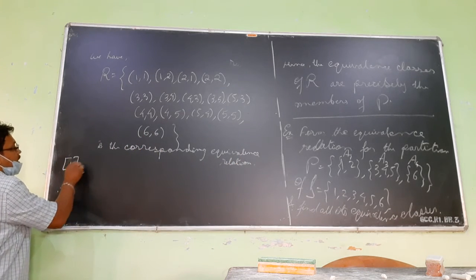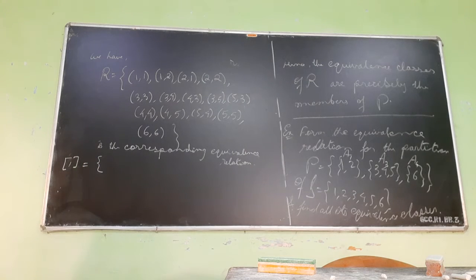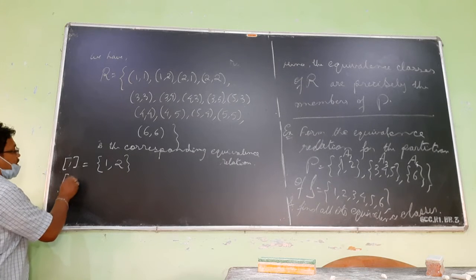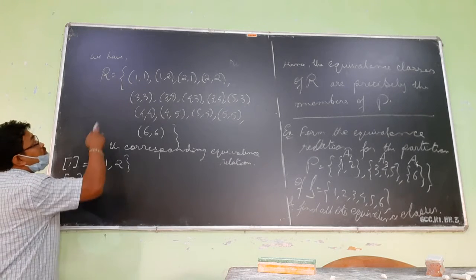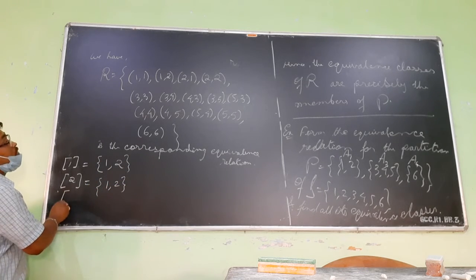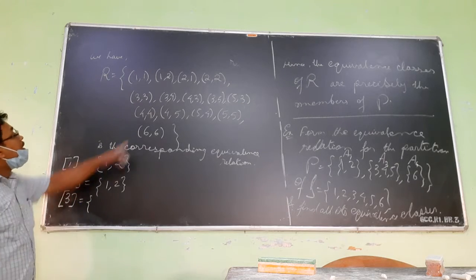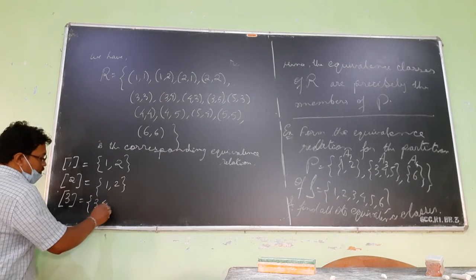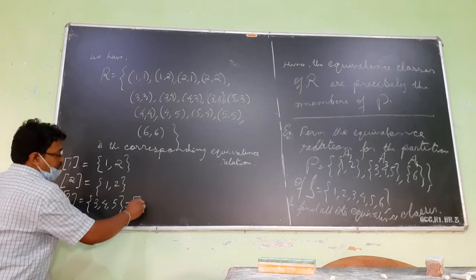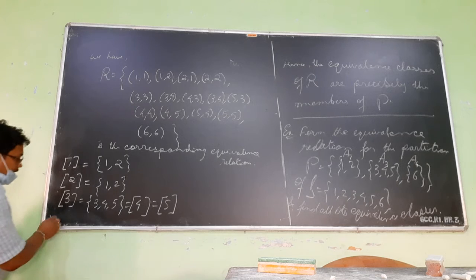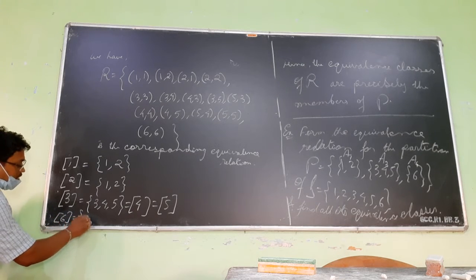Now find out what is the equivalence class of 1. The elements which are related to 1: 1 is related to 1, 1 is related to 2. Equivalence class of 2: 2 is related to 2, 2 is related to 1. So it is {1, 2}. Equivalence class of 3 is this: 3 is related to 3, 3 is related to 4, 3 is related to 5. So it's {3, 4, 5}. This is also the same as the equivalence class of 4, and also the same as the equivalence class of 5. And then the equivalence class of 6 is nothing but the singleton {6}.